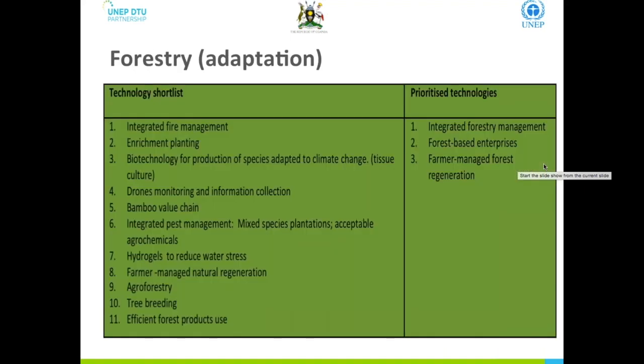The next sector that we looked at is forestry, also under adaptation. And out of the long list of 11, we produced 3, centering really around the issues of management.